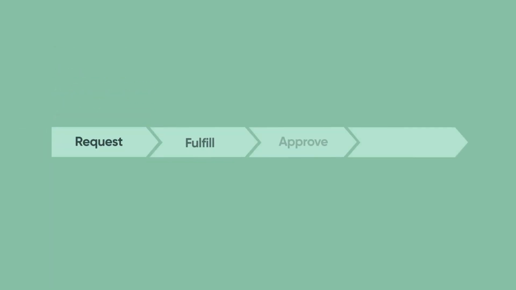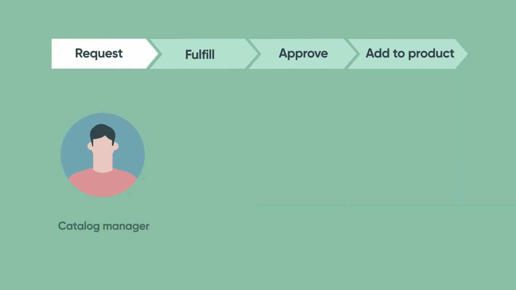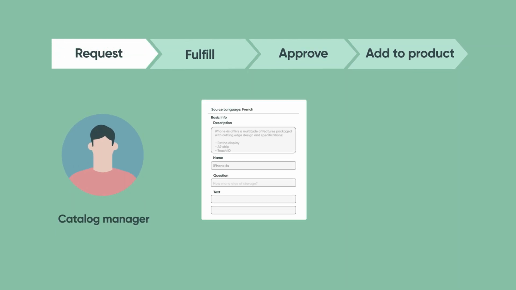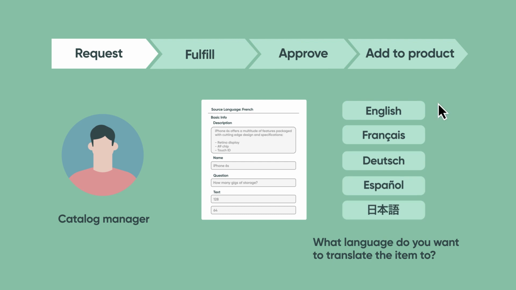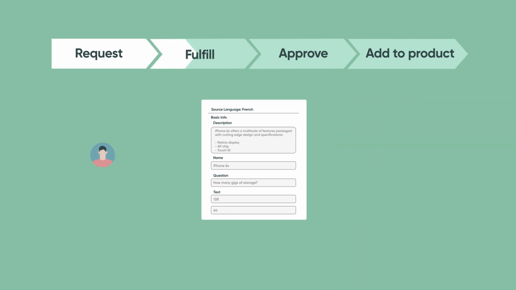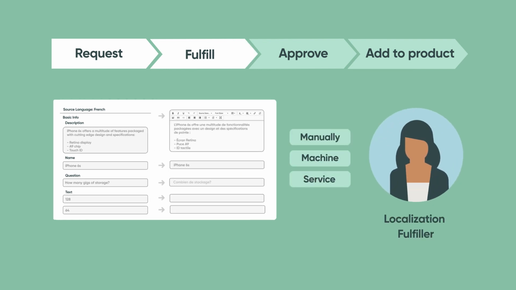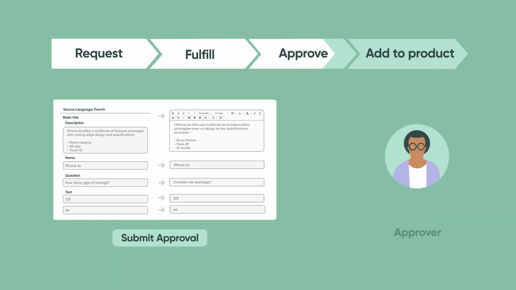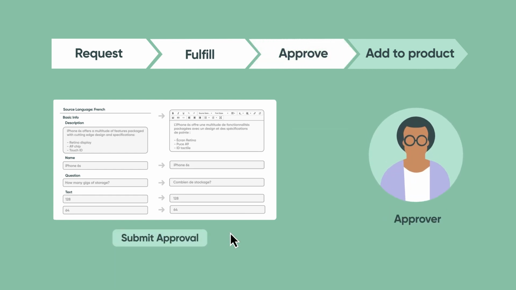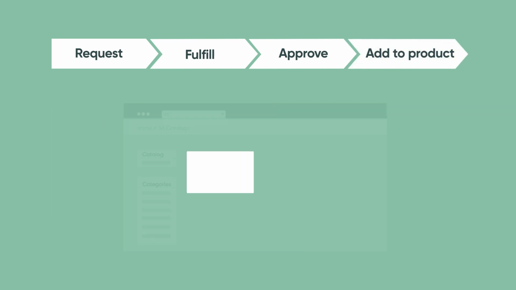Localization Framework supports each step in the translation process. A person who's creating or managing ServiceNow content, like service catalog items, can easily request translation to another language. The request is passed to a fulfiller who can translate the page manually, use machine translation, or send it out to a translation service. When the translation is ready, it gets sent to an approver. When it's approved, the translated content is added to the product.